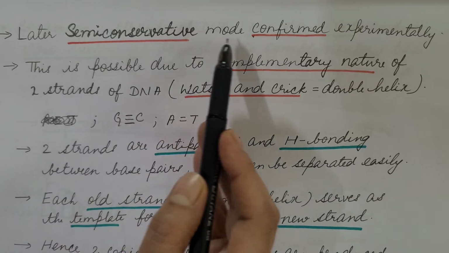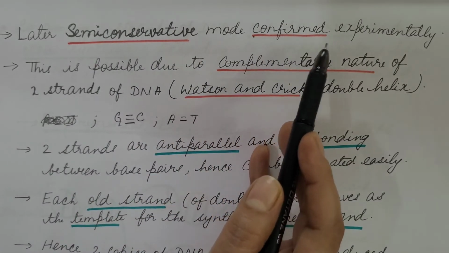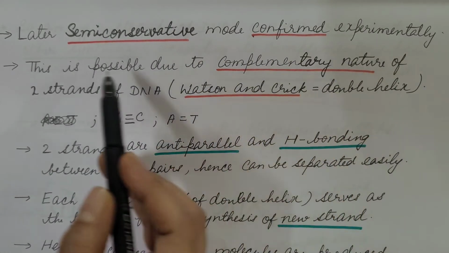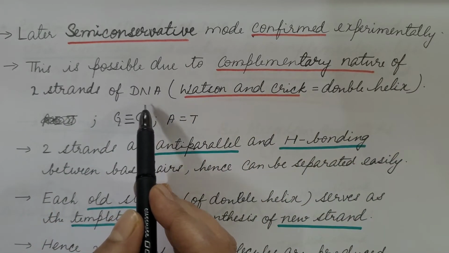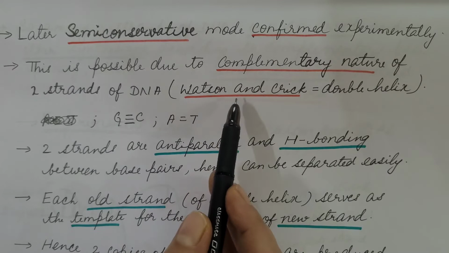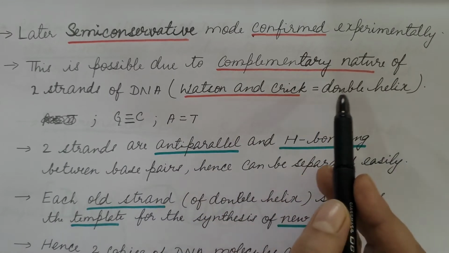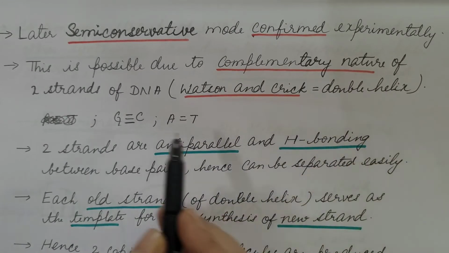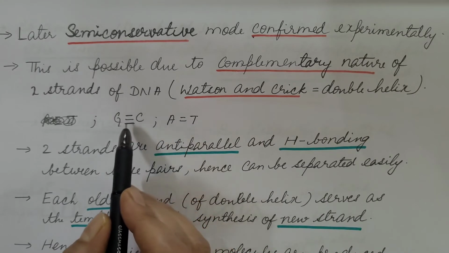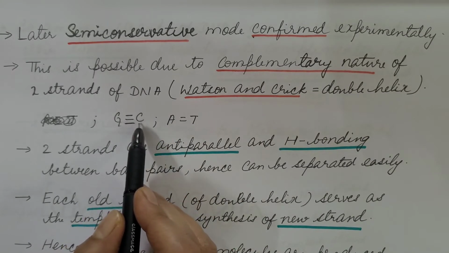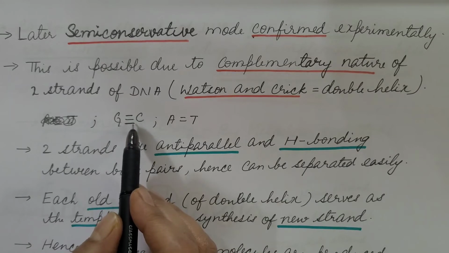Later, the semi-conservative mode of replication was confirmed experimentally. This is possible due to the complementary nature of the two strands of DNA as proposed by Watson and Crick. They proposed a double helical model where adenine always pairs with thymine by a double hydrogen bond and guanine always pairs with cytosine by a triple hydrogen bond.